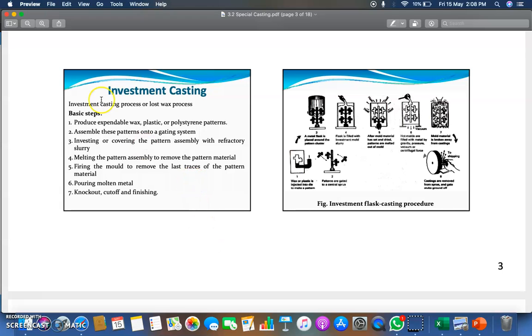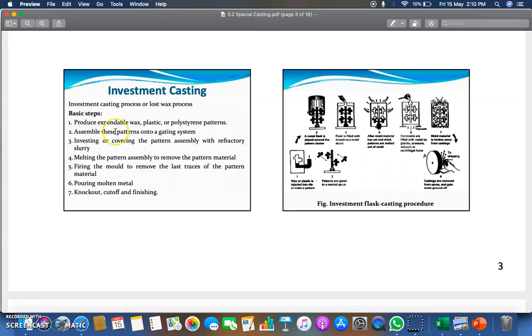So today we will discuss investment casting, which is a very prominent method of casting. Investment casting is also known as the lost wax process. Lost wax process means the wax will be lost, as per the meaning. So the investment casting process is also called the lost wax process.